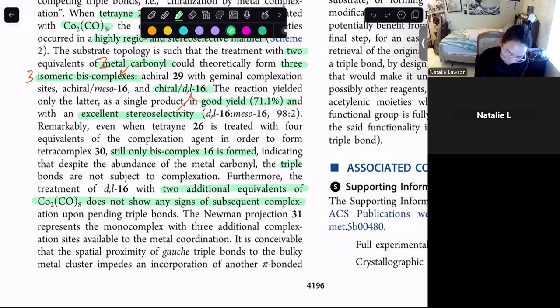Triple bonds are not subject to complexation.